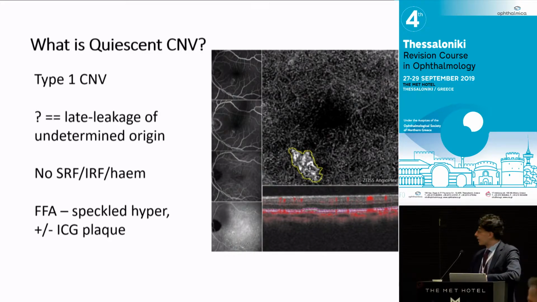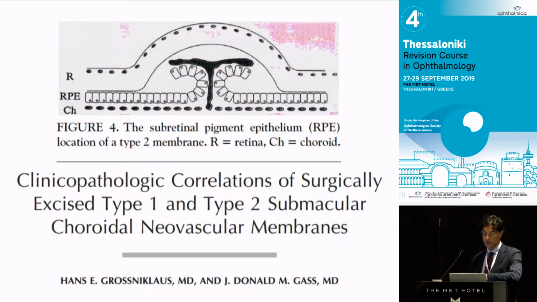And I mentioned about quiescent CNV. So this is a form of type 1 CNV. If you look at the fellow eye, you will see a shallow separation between the RPE and Bruch's membrane. And it's medium hyperreflective. There's no fluid. The patient may be relatively asymptomatic. If you do a fluorescein, there may be some very late, slight speckled leak. And this, again, is probably the correlate in the past of late leakage of undetermined origin. And there may be a plaque on ICG.